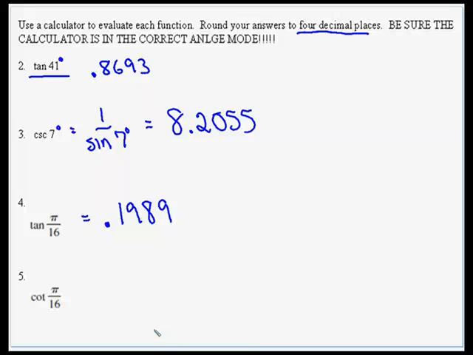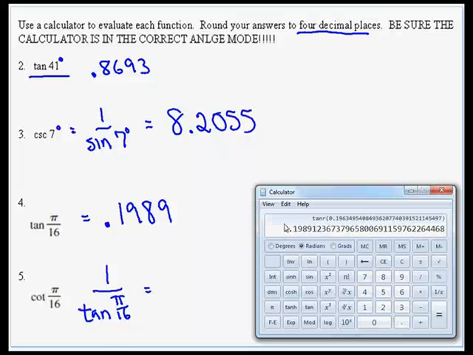And the last one we have here is cotan of pi over 16. But remember, tan and cotan are reciprocals. So we're going to do 1 over the tan of pi over 16, which we just found above. Our answer is still in our calculator, so to find that reciprocal, I just do the 1 over x. Boom. We got it at 5.0273.